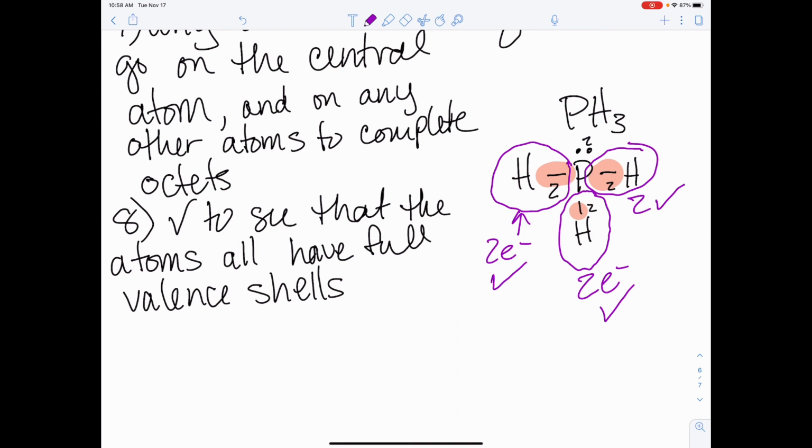Now I'm going to do it in a different color so you can see this phosphorus. It has these electrons up here that are all for itself, and it's also sharing these electrons with the hydrogens. So if we look at this phosphorus, we've got 2 electrons here, 2 here, 2 right here, and 2 right up here. So it has 2, 4, 6, 8. The phosphorus also has 8.